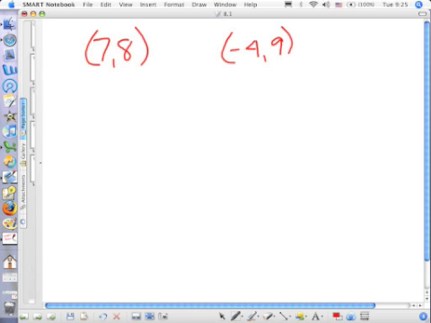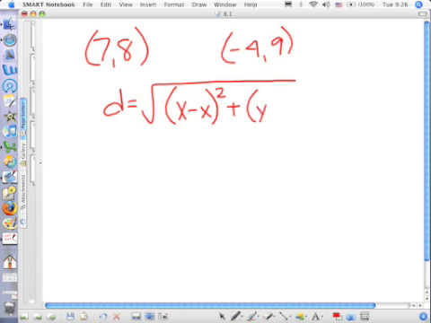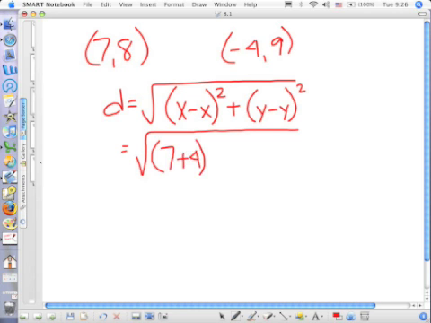Luke, what did you get? Very good. Square root of 122. Let's look at how we got that. The distance is the square root of x minus x squared plus y minus y squared. My x's are 7 and negative 4. 7 minus a negative 4 squared. My y's are 8 and 9. 8 minus 9 squared.